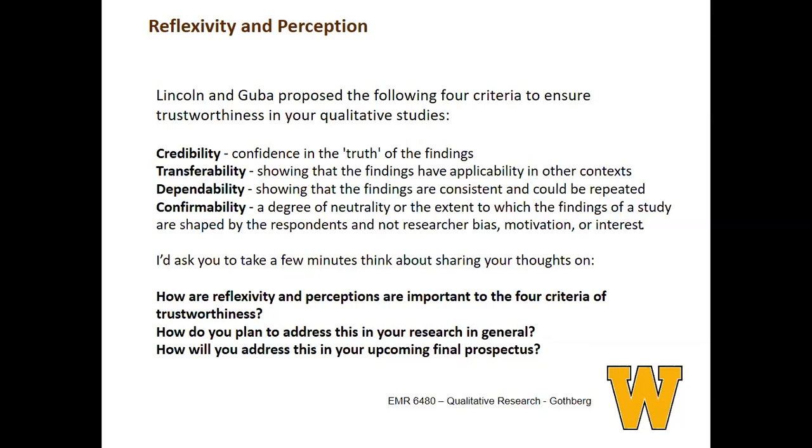The second criteria of Lincoln and Guba is the transferability. So how do your findings transfer to other contexts? You need to show that the findings have applicability in other contexts. Third criteria from Lincoln and Guba are the dependability. You need to, as the researcher, show that the findings are consistent and that they could be repeated. Are they dependable? Finally, they introduce the criteria of confirmability.